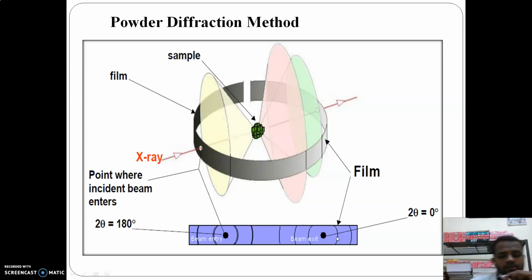This is not my explanation. I have taken this from another person's video. This experiment.